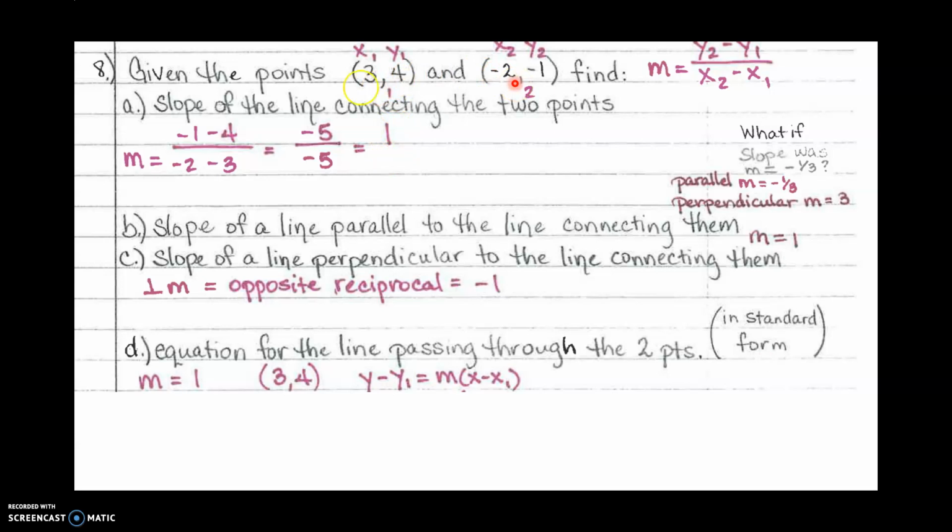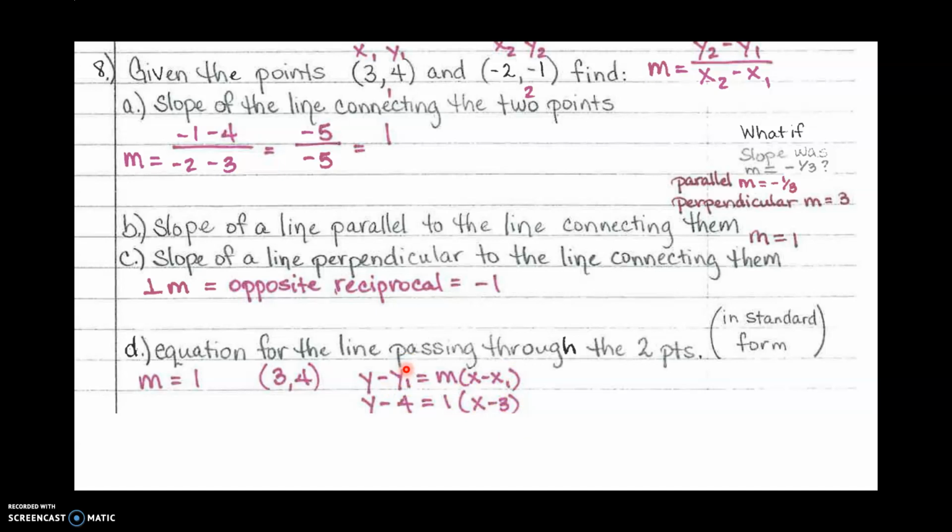So I chose 3, 4 just because both of those were positive and I wouldn't have to work with negatives. All right, so I'm going to use my point slope form. You also could use your slope intercept form, y equals mx plus b, whichever you like better. So I'm going to plug in 1 for my slope, 3 for x1, and 4 for y1. So that would be my answer in point slope form.